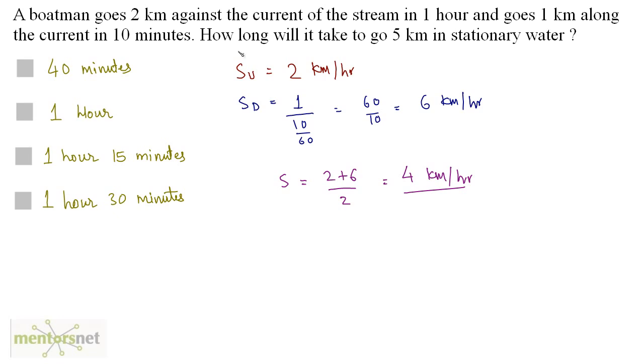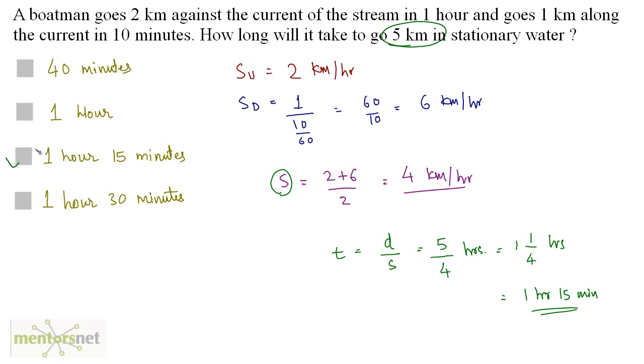Now we have been asked how long will it take to go 5 kilometers in stationary water. So we have been given the distance and we have the speed. So speed is equal to distance upon time, and time is equal to distance upon speed, and that's distance is 5 by speed is 4, and this will be in hours. And if you solve this, you'll get 1 by 4 hours, and that will be 1 hour, and 1/4 of an hour is 15 minutes. So our answer is option C.